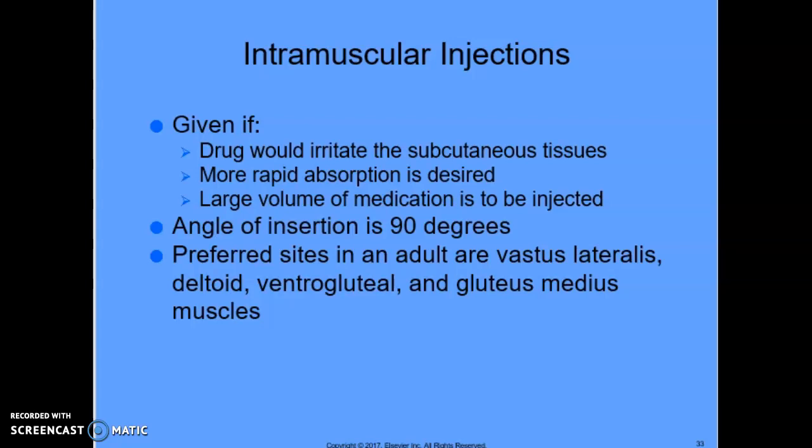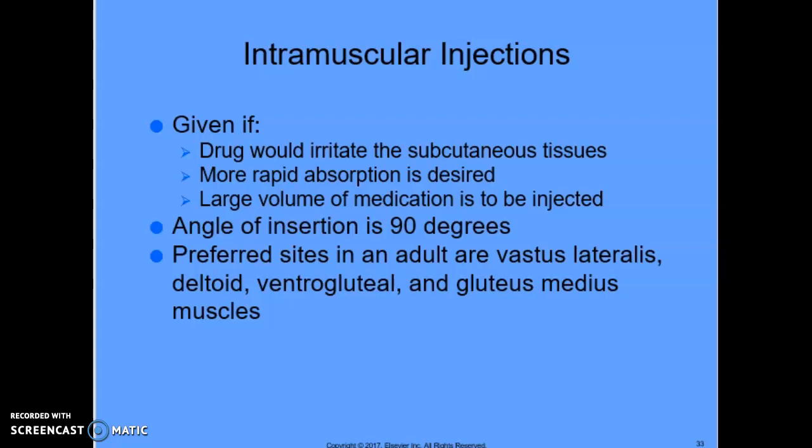Moving to intramuscular injections, these are given if a drug would irritate the subcutaneous tissue, or if more rapid absorption is desired. Large volumes of medication can go into an intramuscular injection because that muscular area is larger, so it can take more medication. The angle of insertion is 90 degrees. The preferred sites in an adult are the vastus lateralis, the deltoid, the ventrogluteal, and the gluteus medius muscles.